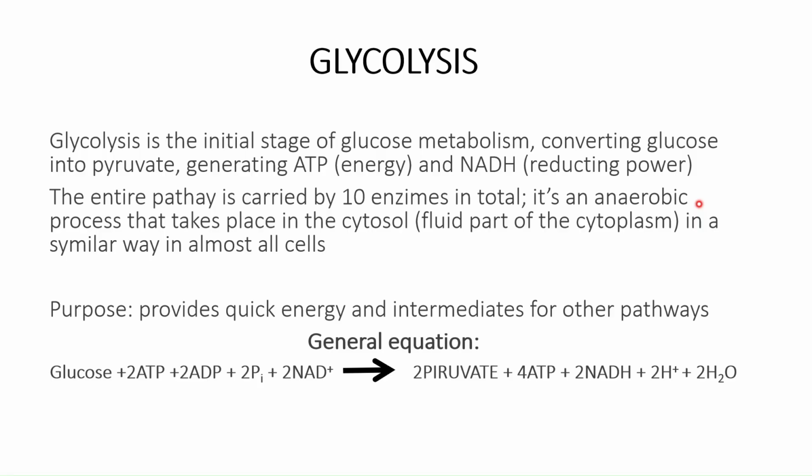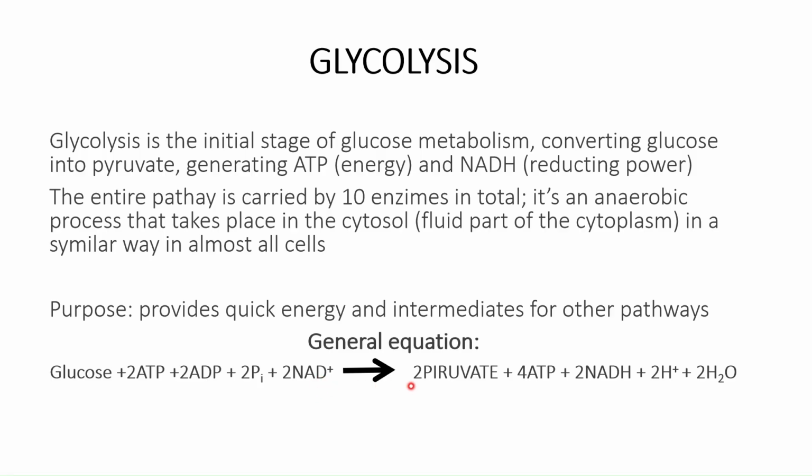The purpose of glycolysis is to provide quick energy and intermediates for other pathways. For quick energy, which is ATP, and intermediates for other pathways, which are NADH, or, well, in my first language, we would say reduced NAD. General equation, we need glucose, 2 molecules of ATP, we need actually 4 molecules of ADP, 4, not 2, and 2 molecules of inorganic phosphate and oxidized NAD. Sorry, this is oxidized NAD.